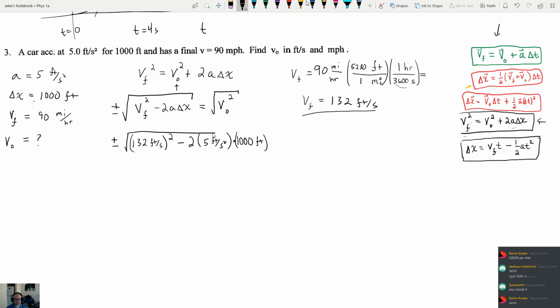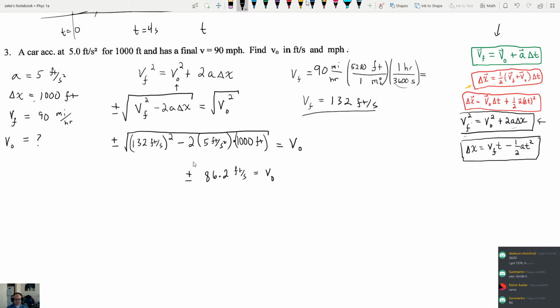Did anyone solve this during the break? It's okay if you didn't. This should be equal to V initial. So V initial should be equal to plus or minus whatever you get from all of that. Did anyone get an answer? If so, you can write it in the chat. If not, you can try to beat me to calculating it. 86. Okay. That's also what I got. I got 86.2. We'll write down 86.2. And the unit is going to be feet per second.